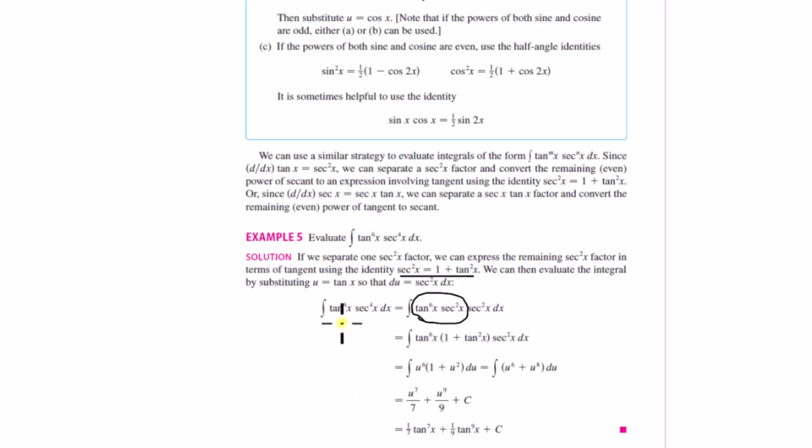Because you're going to take out a secant squared x dx, and then you need to be left with an even power of secant x, or left with nothing else. Like if this was just tangent to the 6 of x, secant squared x dx, then you could just make the u substitution u is equal to tangent x, no matter what the power of tangent x is, odd or even. But if you have an even power of secant x that's greater than 2, then you take out a secant squared x, and you'll be left with an even power, which you need to use this formula to convert it to just tangent x. And then from there you can make the u substitution. Okay?